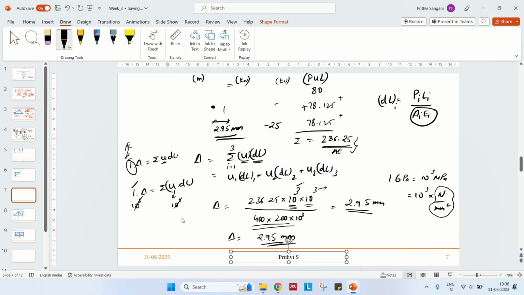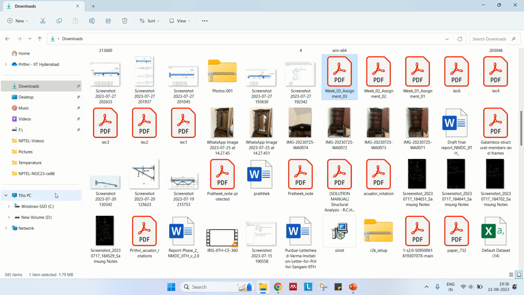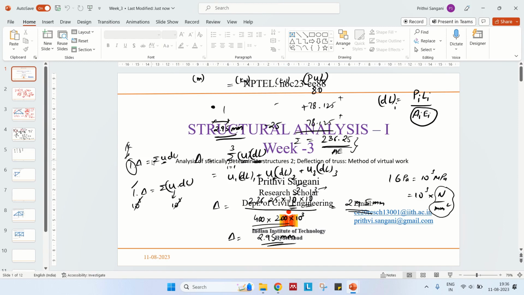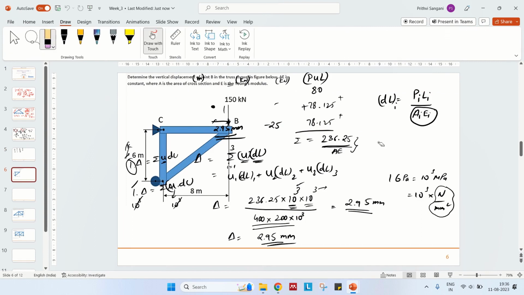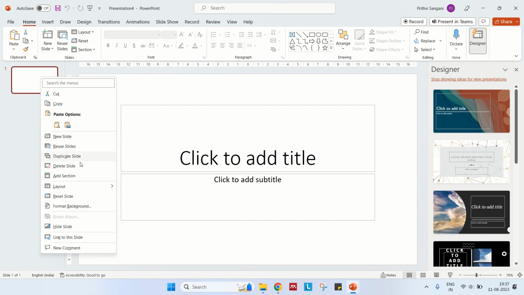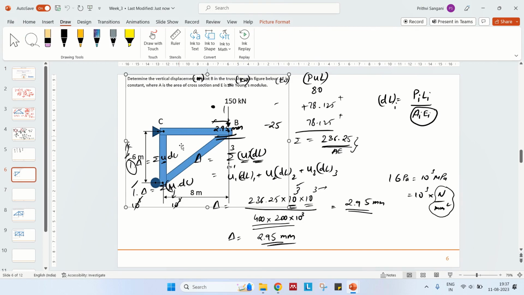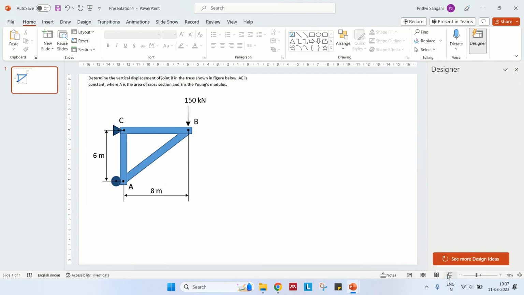My PPT got stuck. I just closed it and I'll reopen it. Yes, I will open the new slide. Sorry, there's some issue, so I just started a new slide. Anyways, let us solve it.